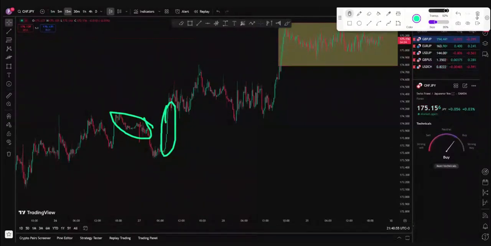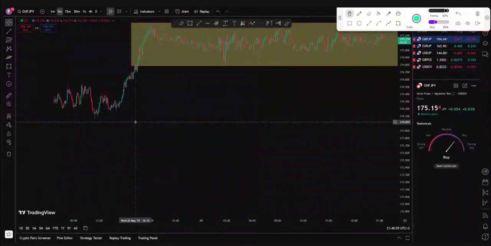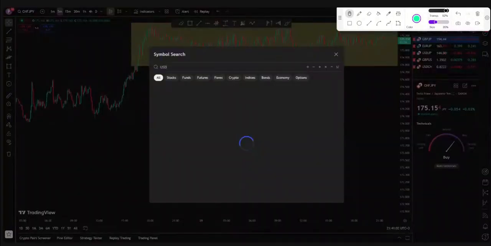So that's the supply and demand. So the higher the time frame, the better. The lower the time frame, ponapo utakula vizuri. Let's check USD JPY. So I hope you guys note that.